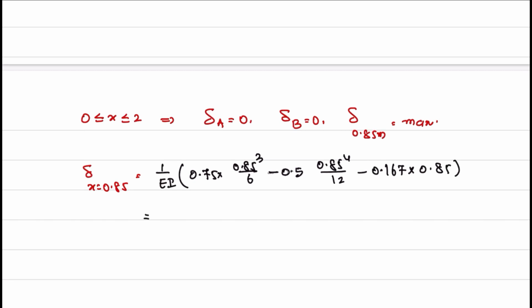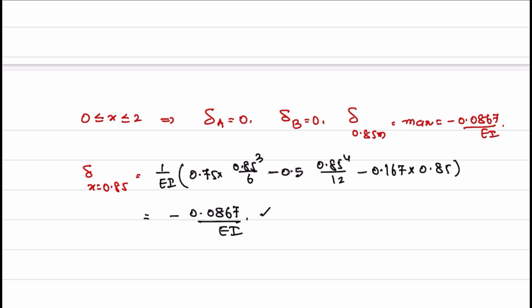When you solve it, you will get a value as minus 0.0867 by EI. This is the value of maximum deflection. And this value is minus 0.0867 by EI. EI is a constant, don't worry about it. This is the value of the maximum deflection.